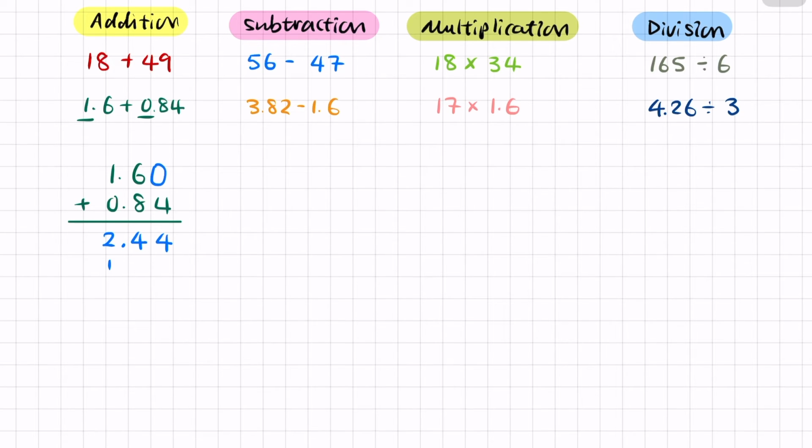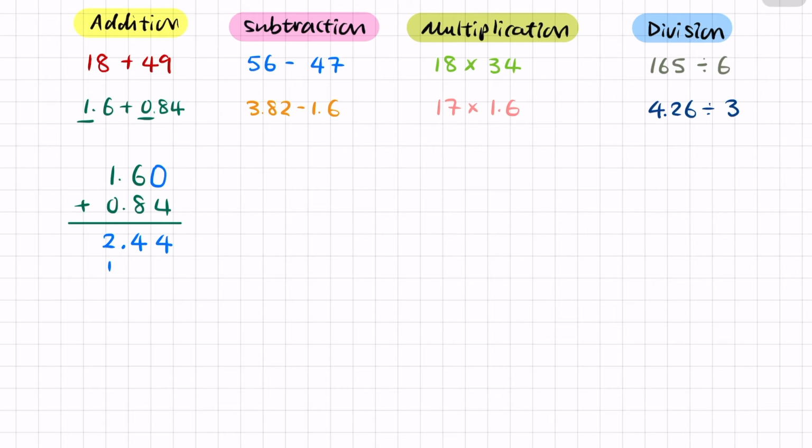Subtraction works the same. We need to make sure ones are lined up. Again, 1.6 can be written as 1.60 so that we can line up the hundredths column. 2 subtract 0 is 2. 8 subtract 6 is 2. 3 subtract 1 is 2, so the answer is 2.22. With this calculation, if I remove the decimal point, you all know how to work this out.